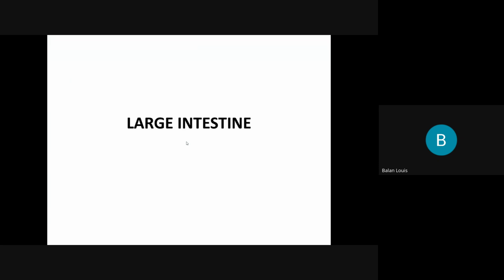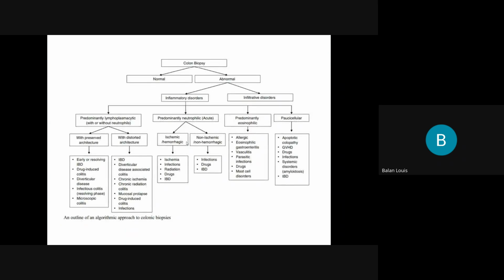So we'll move on to the large intestine. Why is the large intestine commonly sampled? Again, there are various disorders. Sometimes both the endoscopy as well as the biopsy may look normal, and sometimes they look abnormal. In abnormal cases, there can be inflammatory disorders or infiltrative disorders. There is a list of conditions where there can be inflammation, depending upon what type of cells, neutrophilic, eosinophilic, lymphocytic, or so on. There are various differential diagnoses.